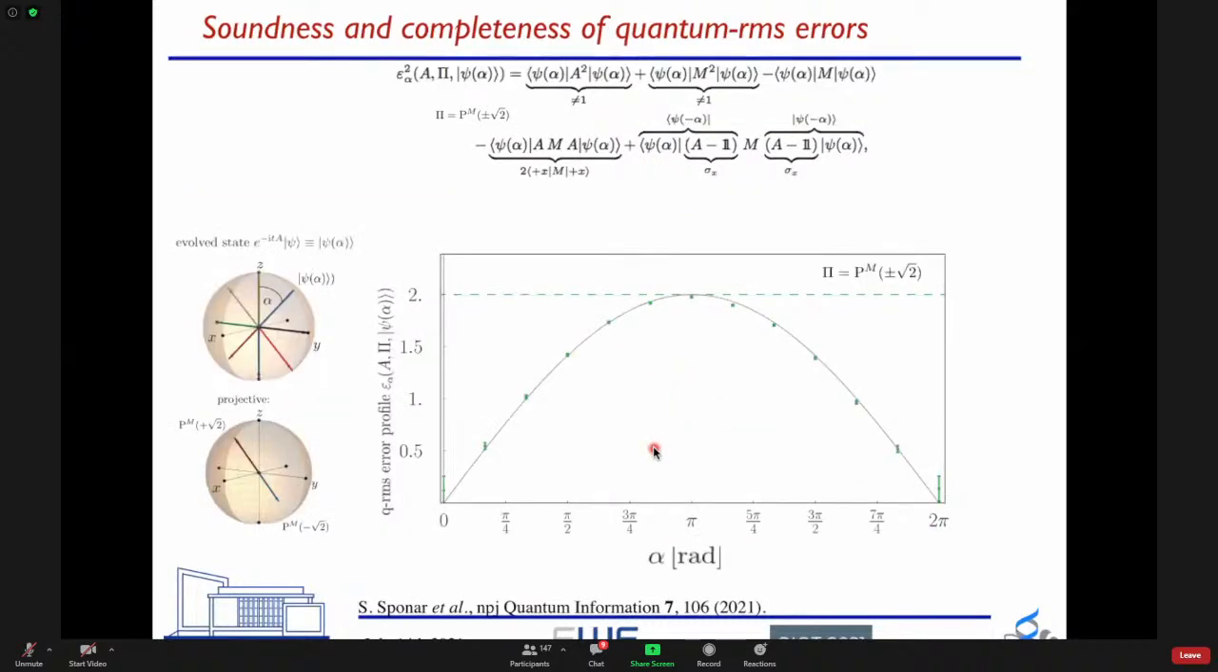This is the so-called error profile. And now we immediately see, well, here we have a local maximum, and this local maximum is now our new valid definition for the error of this measurement. And as you see, the error depends on the choice of the POVM, and in our case, the POVM of the measurement process is a projector. So we have a maximum value here for this.